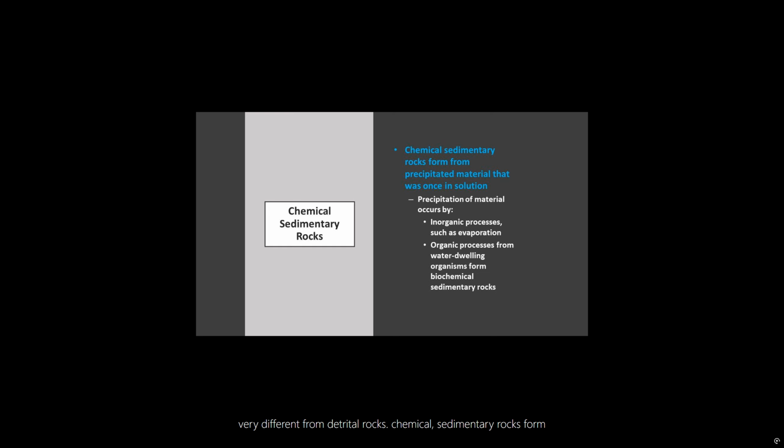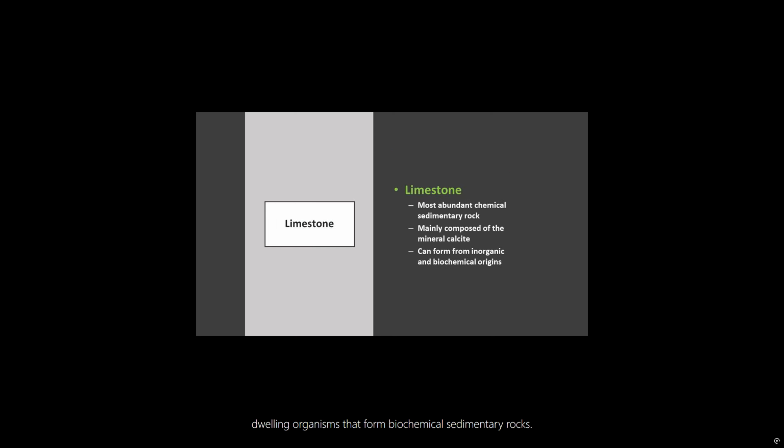Chemical sedimentary rocks form from precipitated material that was once in solution. Precipitation of material occurs by inorganic processes such as evaporation and organic processes from water-dwelling organisms that form biochemical sedimentary rocks. Limestone is the most abundant chemical sedimentary rock. Limestone is mainly composed of the mineral calcite and can form from inorganic and biochemical origins.